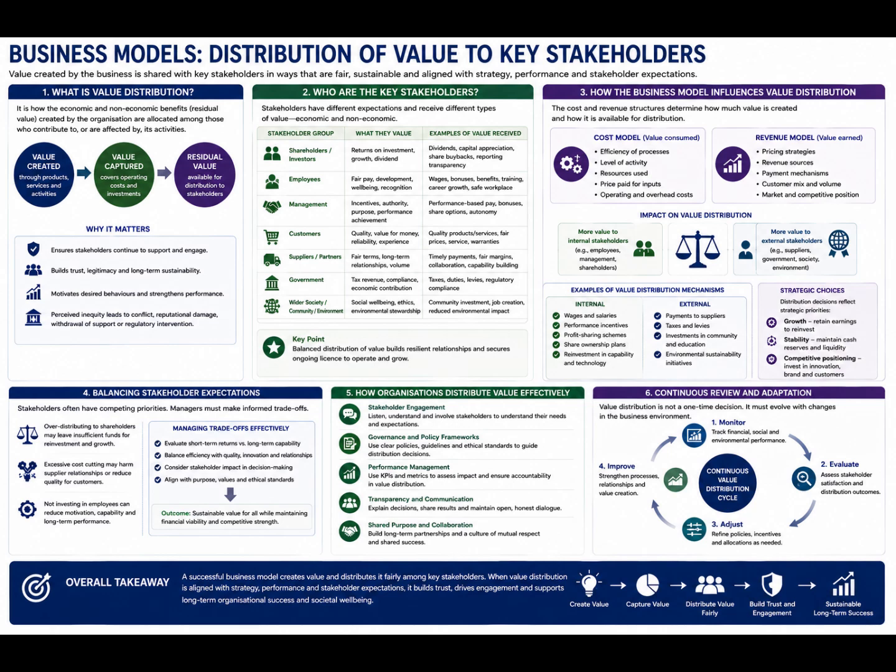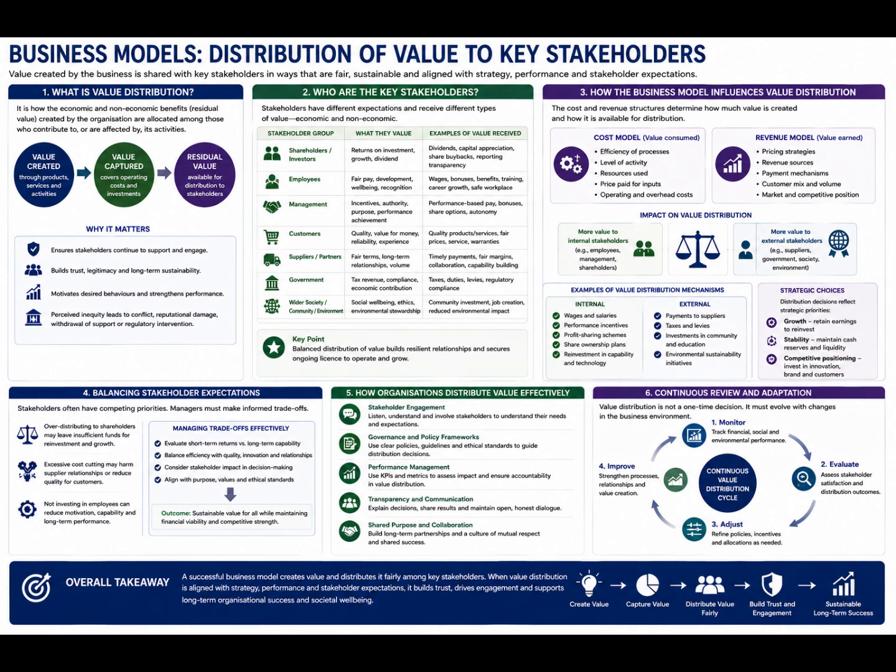Distribution decisions also need to reflect the organization's strategic priorities, such as growth, retaining earnings, stability, maintaining cash reserves, or competitive positioning, investing in innovation. Transparent and consistent value allocation enhances credibility and stakeholder commitment. Distributing value requires balancing stakeholder expectations while ensuring the organization remains financially viable and strategically competitive.